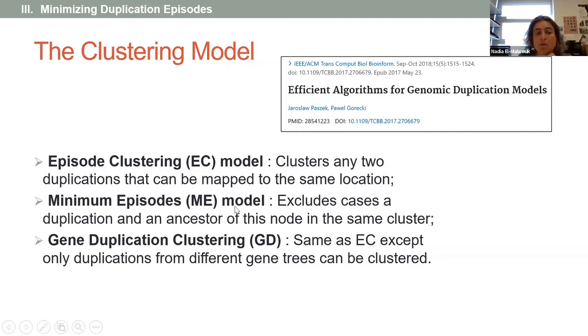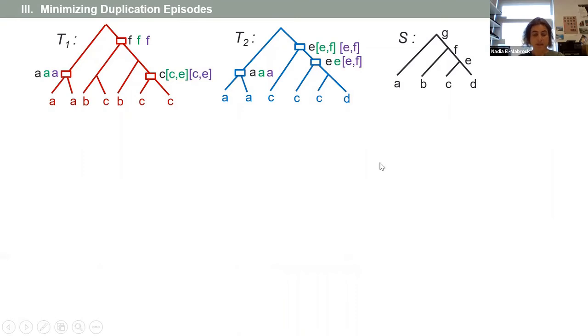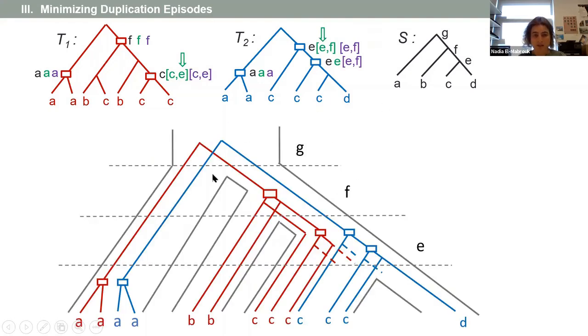The minimum episode model excludes cases of a duplication and an ancestor of this node in the same cluster. And for this one, the gene duplication clustering is like episode clustering, except that only duplications from different gene trees can be clustered. So if we take this example here, let's consider the green assignment and the arrow here. Let's take the assignment E for this node here, the assignment E for this node here. So this gives us this embedding of the trees in the species tree.